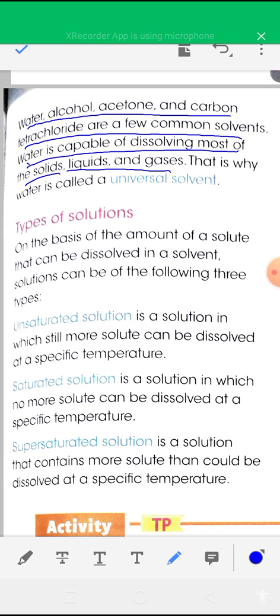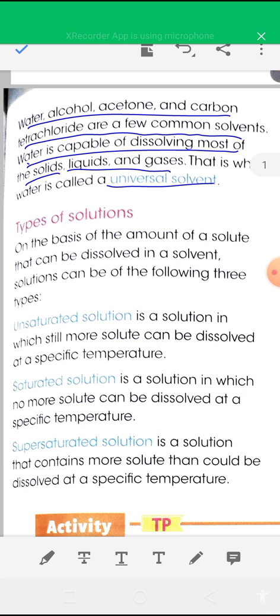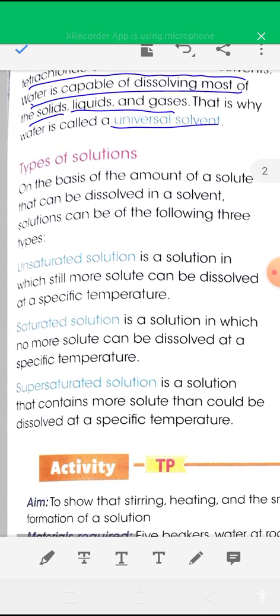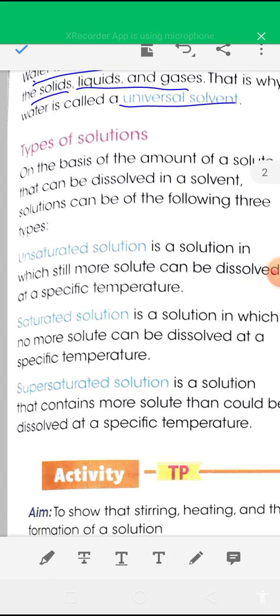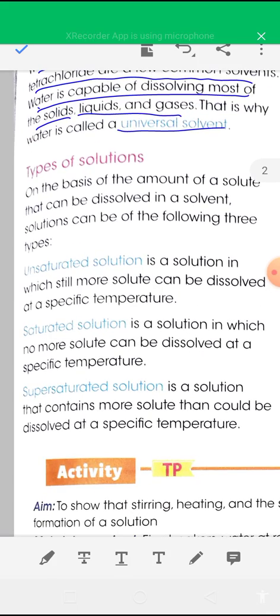So the question is, why is water known as the universal solvent? This is because water is capable of dissolving most solids, liquids and gases. Now see types of solution. I have told you a solution is a homogeneous mixture of solvent and solute.